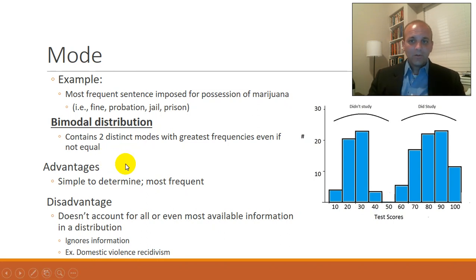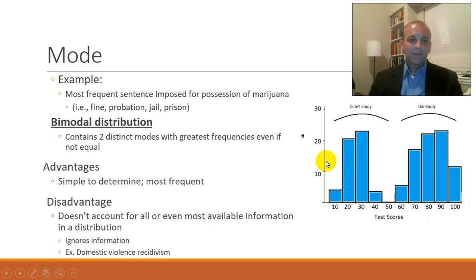Now, what makes the mode complex is that it can be bimodal. It can have more than one mode in a particular data set. Here's another little example I pulled off the internet. If you had test scores, you could have low test scores, around the 30s here, from people who didn't study, versus people who did study, where the second mode would be in the 90s. It's not necessarily accurate by any means as a measure of central tendency.